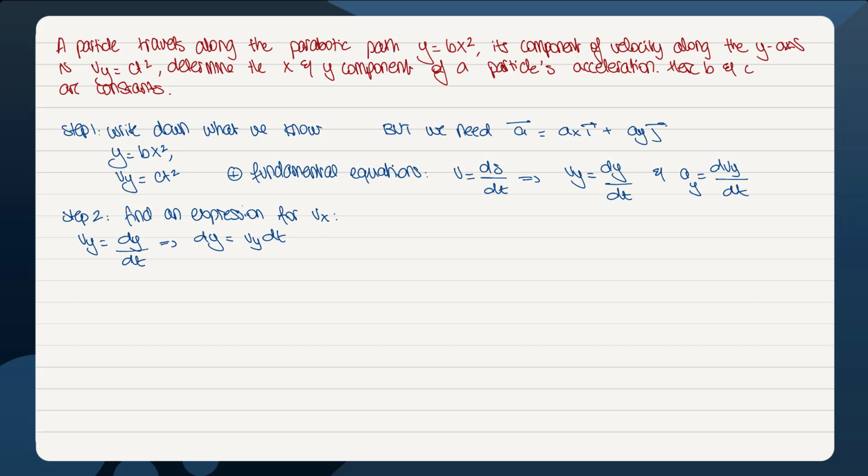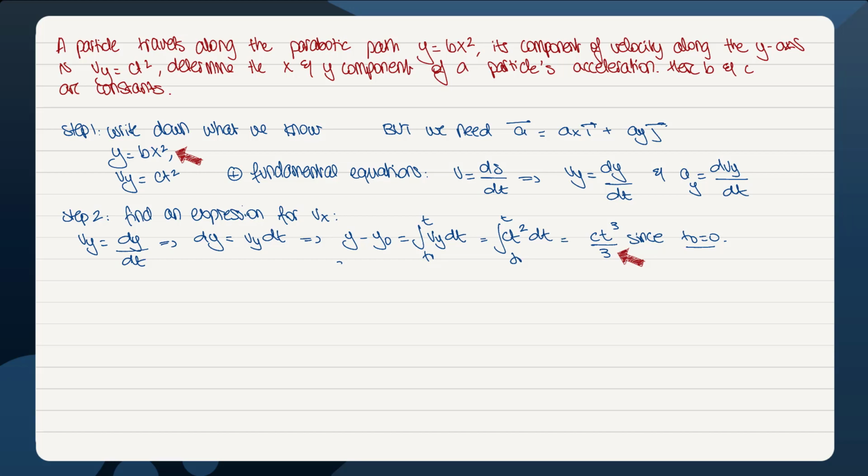We have that dy is equal to vy dt. So taking the integration on both sides, we have y minus y0 is equal to the integral of vy dt from t0 to t. Then vy is equal to ct squared from t0 to t. Replacing all that, we get y minus y0 is equal to ct cubed over 3. Then noting that y0 is equal to 0, we have that y is equal to ct cubed over 3. So that's great. We have an expression for y as a function of time. We have an expression of y as a function of x.